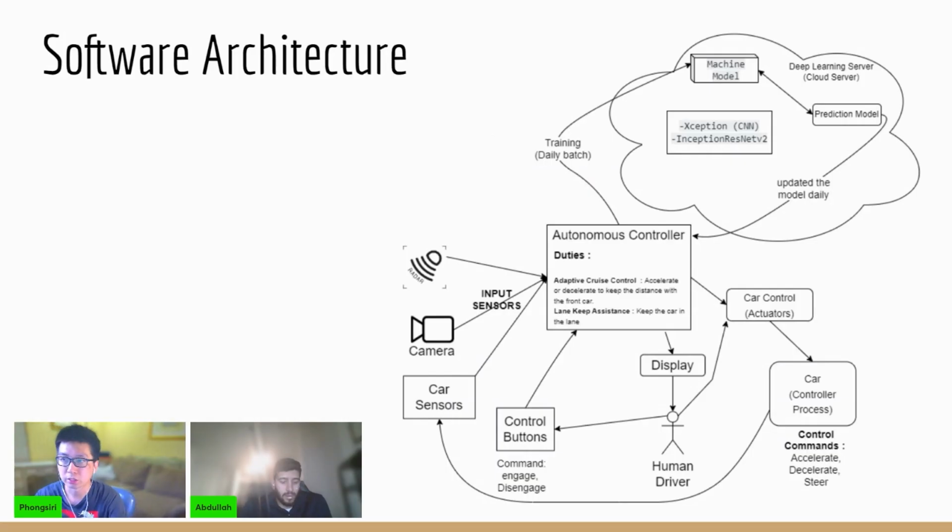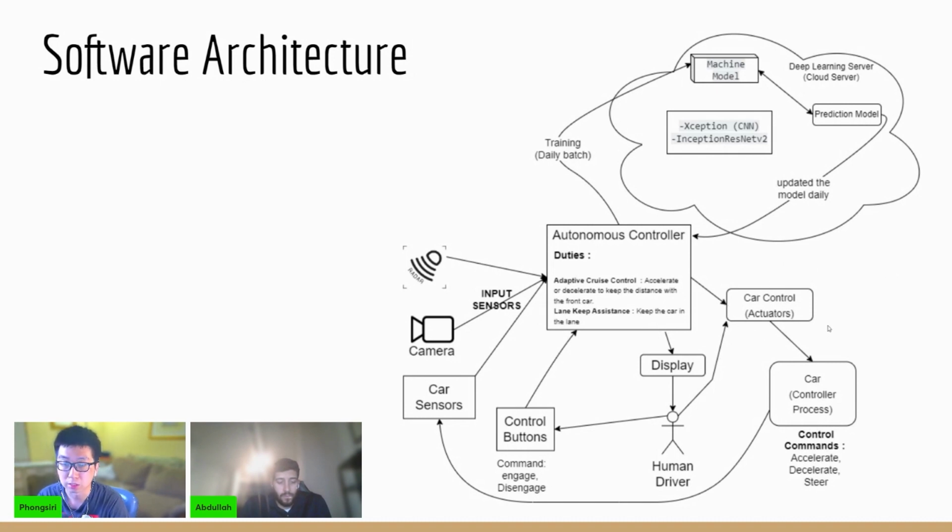This is the software architecture for our project. First we have the hardware and the software on the car, and this is going to be the autonomous controller, which has two duties: the adaptive cruise control and the lane keep assistant. For the adaptive cruise control, we can use a radar to estimate the distance between our car and the car in front of us. For the lane keep assistant, we can use the camera as an input to see the lane by using the Hough transform.